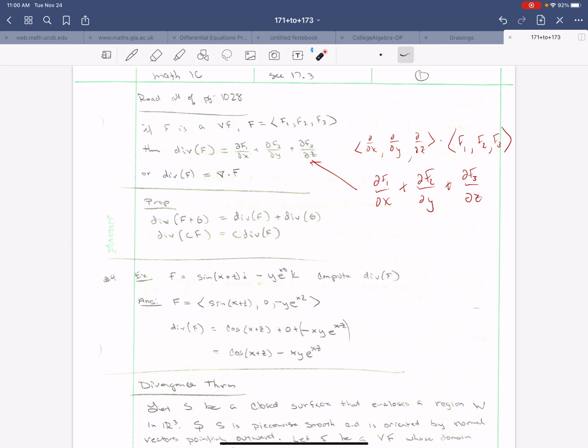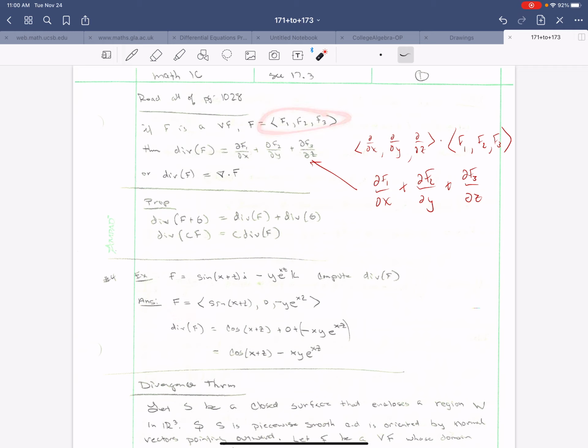And so in this case, here is an example. F is the vector field sine x plus z i. There is no j, and then we have some k in there. And so F does look like this, and I put the 0 in that slot.